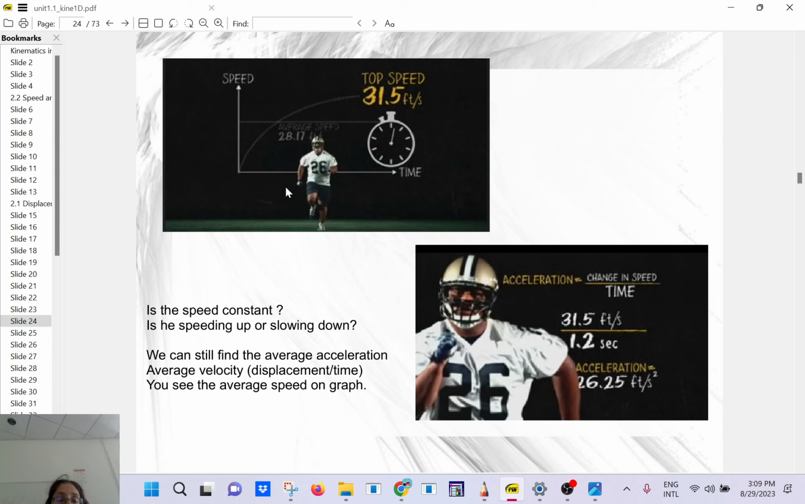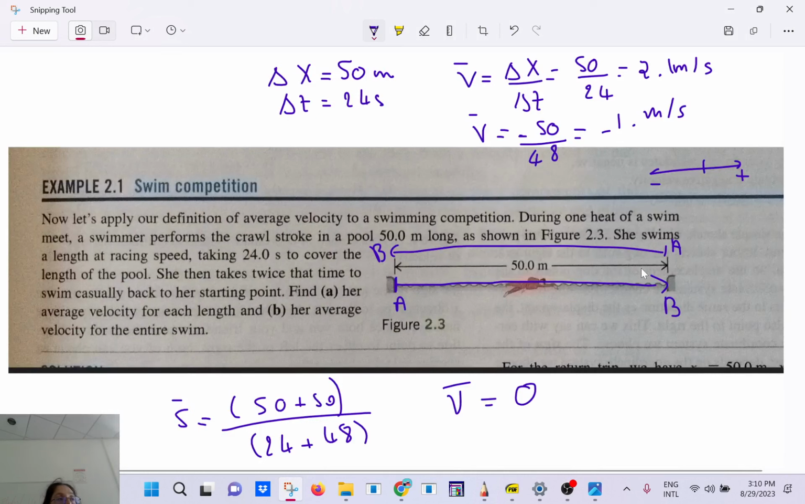Is it 48 to go back and forth? No. It's 24 seconds to go one way, 48 to go the other way. Oh, because she doesn't go back at the same pace. Yes. Because it says here she swims casually, so she means she's tired. So she takes twice the time.